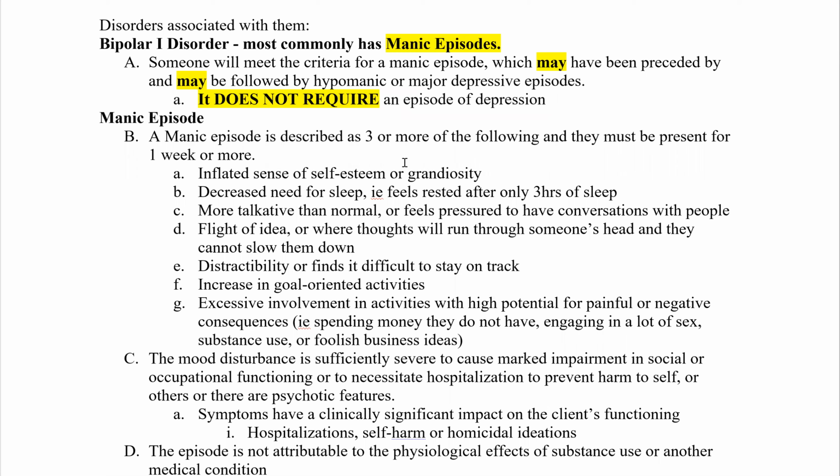Let's get into what a manic episode looks like. A manic episode is described by 3 or more of the following and has to be present for 1 week or longer. So, if we look at it, bipolar 1: week or longer. The name tells you the length of time. Bipolar 1: week or longer. And it needs 3 or more of the following symptoms. So let's go through them.